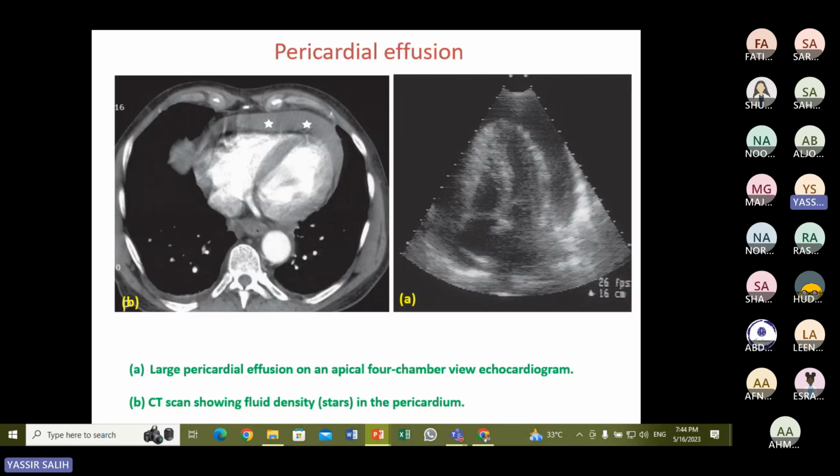What are the radiological features of left atrial enlargement due to mitral stenosis? We have mitral stenosis causing left atrial enlargement. What are the features of this condition on chest X-ray, PA view? Double density of the right cardiac border, yes. What else?